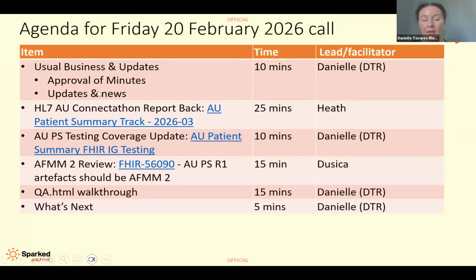If something strikes you, you can just pop your hand up at any time and say, look, I think we need to be talking about this. We'll either fit it in today or add it to a later agenda. And as always, if there's something you want to talk about, but you don't want to talk about it necessarily today, you can either comment in the Zulip for AU Patient Summary, or you can reach out to one of the co-chairs to request that something goes on the agenda.